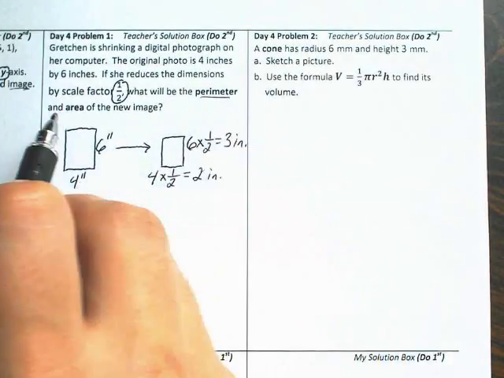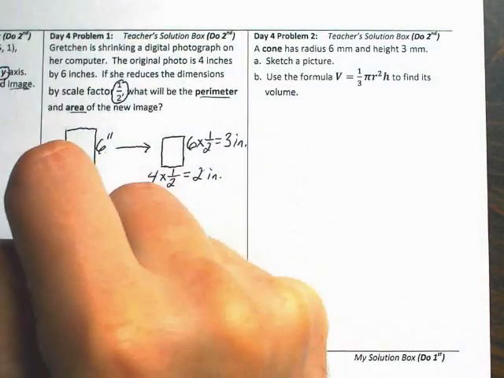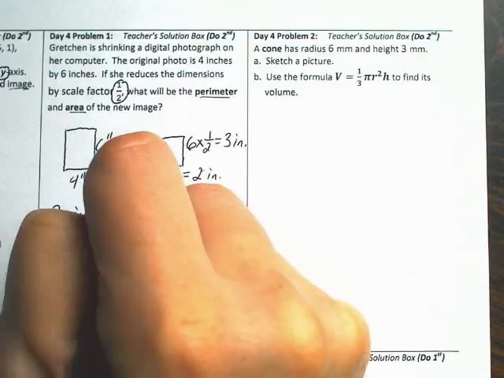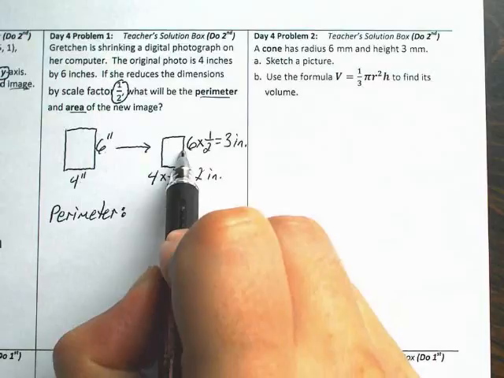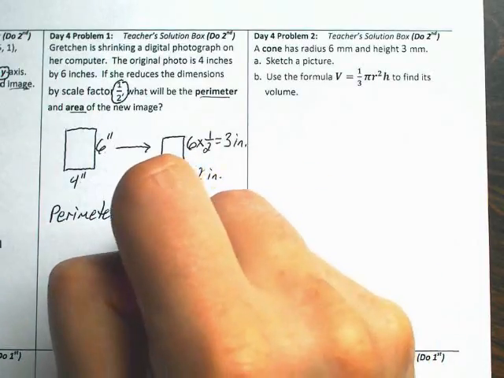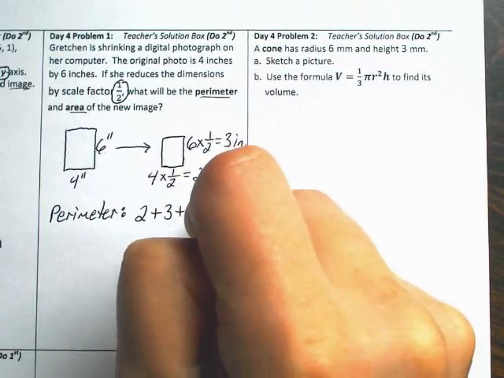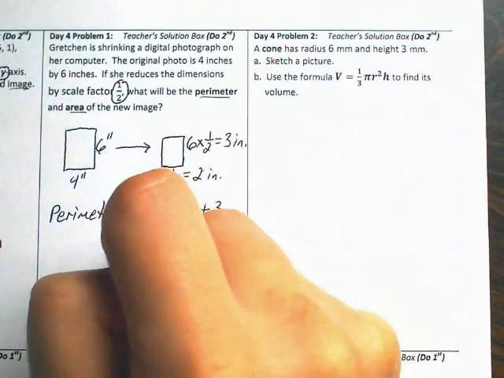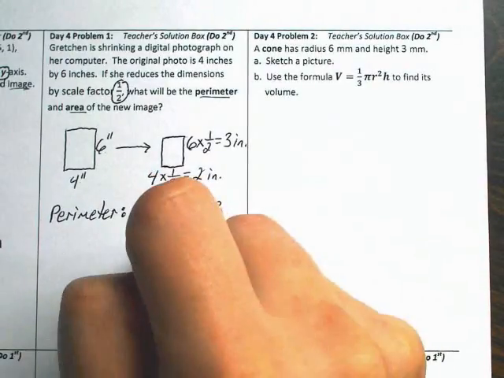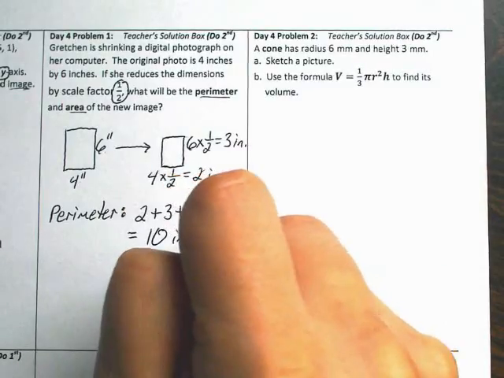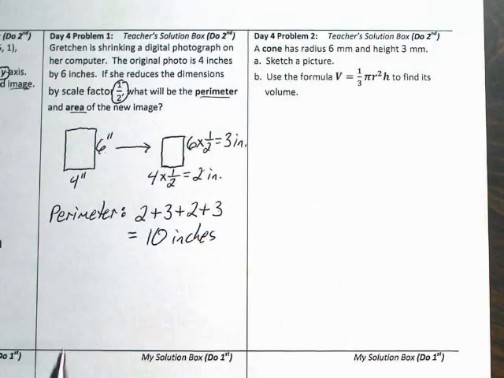What is the perimeter and area of the new image? Let's deal with perimeter first. For any rectangle, we can find its perimeter by adding all 4 edges. And so 2 plus 3 plus 2 for the top plus 3 for the left side. These add up. 2 plus 3 is 5, 2 plus 3 is 5, and 5 plus 5 is 10 inches. The distance around the outside of this new photograph is 10 inches.